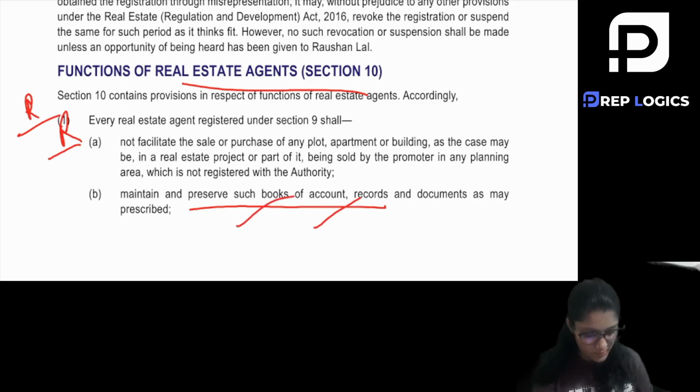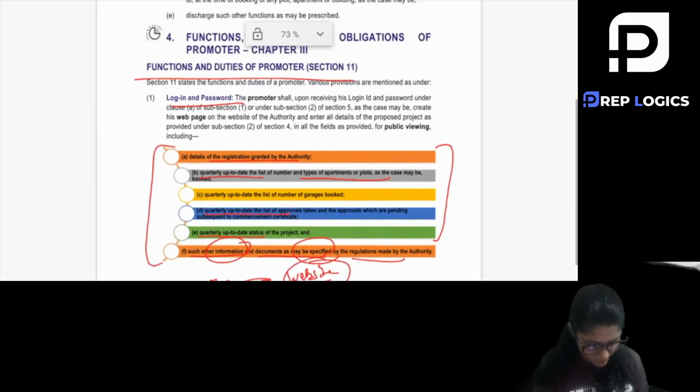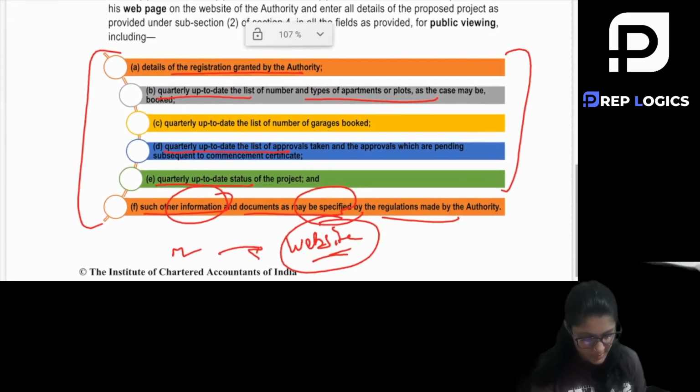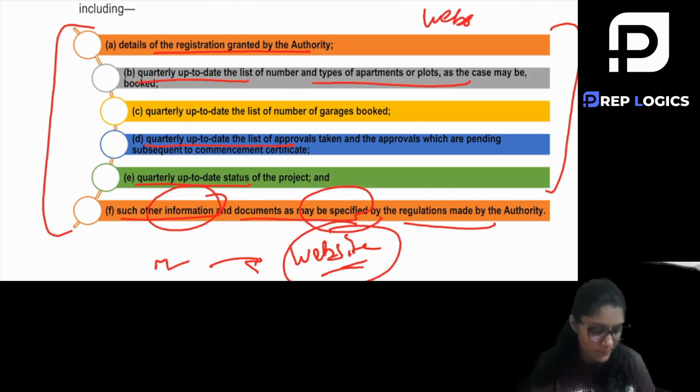Functions of real estate agents, read it once, we have already covered it. Books and documents, records, etc. The same thing is covered here. Functions and duties of promoter. See, he needs to maintain the website. In the website, he needs to update all these things quarterly.